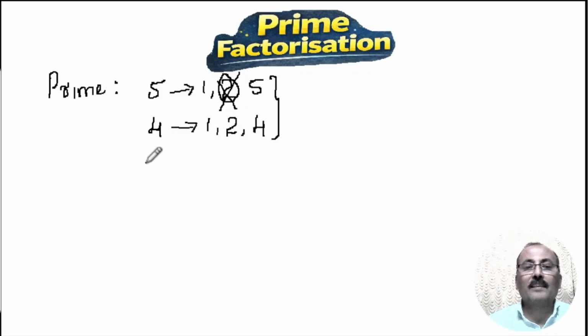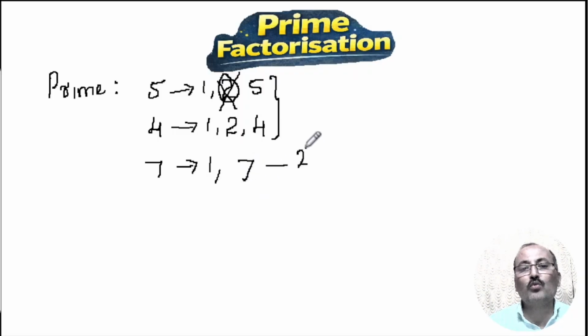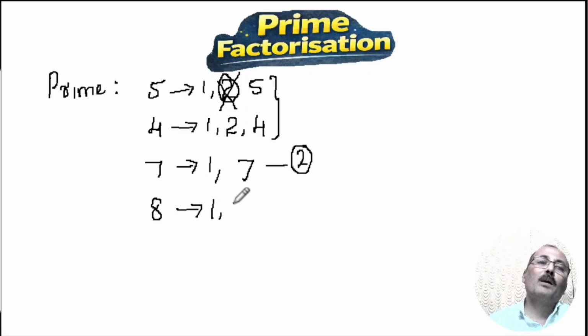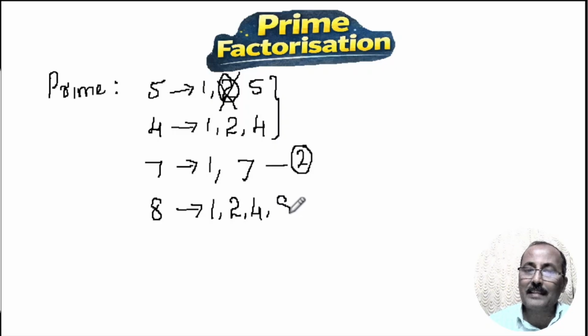Now for one more example, take 7. 1 is a factor, since 7 is divisible by 1. By 2, no. By 3, no. By 4, no. By 5, no. By 6, no. By 7, yes. Here also, it has only 2 factors. But if you take 8: 8 is divisible by 1, yes; by 2, yes; by 3, no; by 4, yes; by 5, no; by 6, no; by 7, no; by 8, yes.